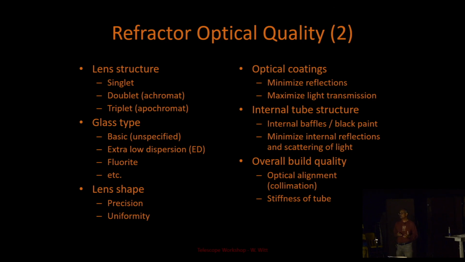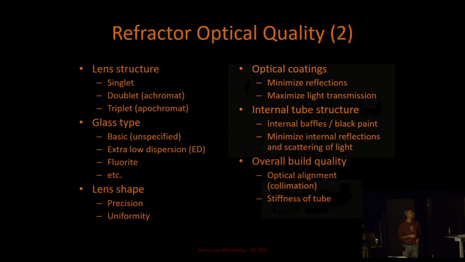The internal tube itself, the structure of the tube, there could be paint inside the tube and other internal structure. Sometimes you will have additional optical components inside the tube. So there are many different things about how the tube is constructed that can impact the quality of the telescope, and then the overall build quality as well, the alignment and the stiffness of the tube. So many factors go into determining the quality of a refractor.